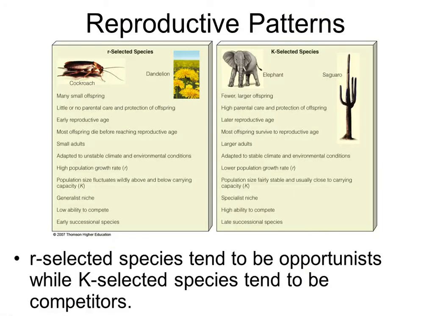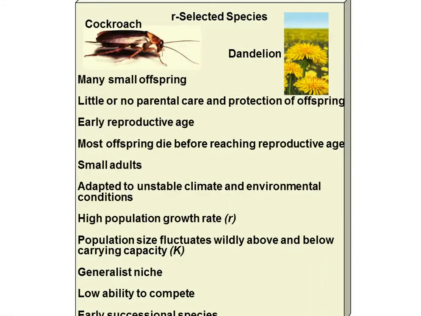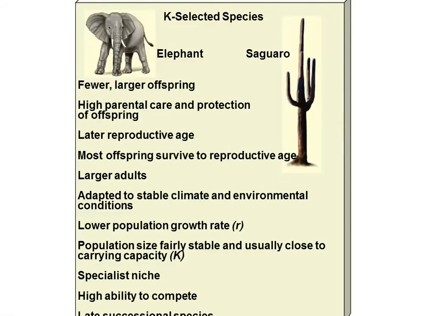Then R-selected species tend to be opportunists, while K-selected species tend to be competitors. And then there's a comparison here of the cockroach versus the dandelion. They're both R-selected species, many offspring, no parental care, reproduce early in life. Small adults, most offspring die before they become of reproductive age. They are generalists. They fluctuate wildly above and below the carrying capacity and have a high population growth rate.